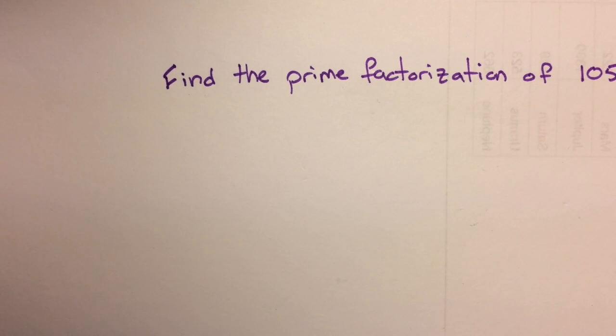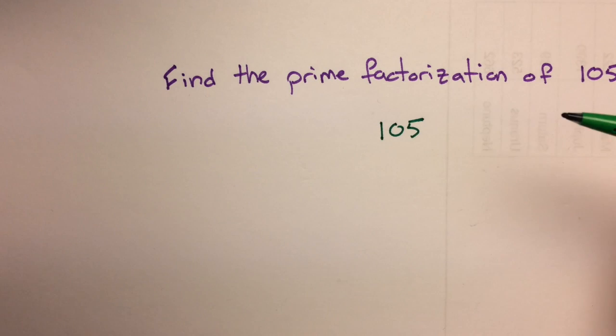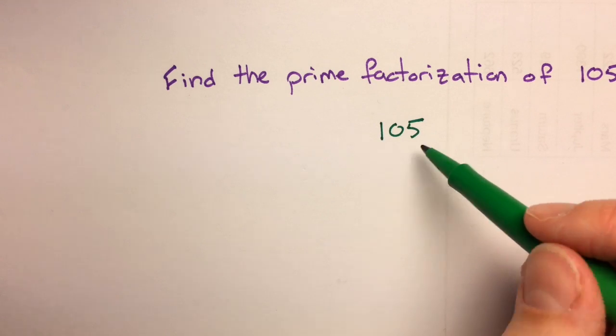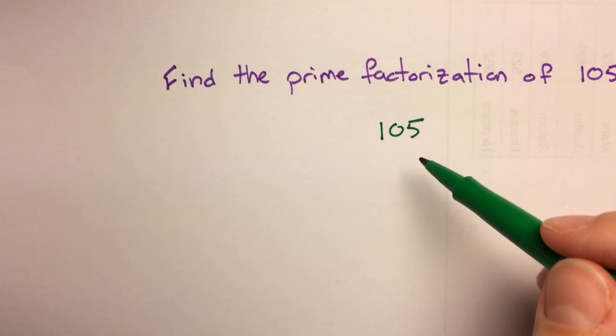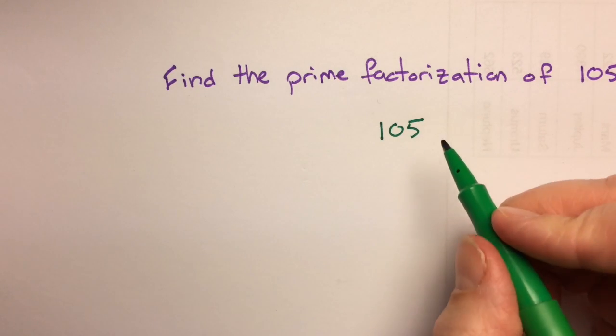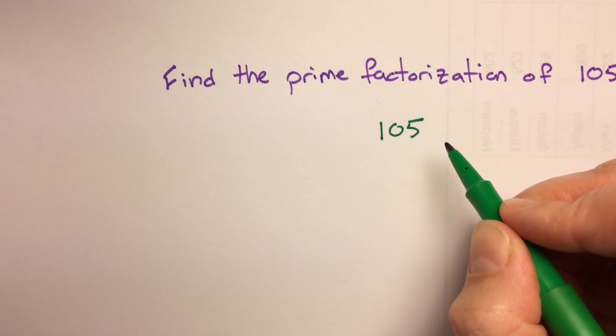Now let's go ahead and find the prime factorization of 105. So here is 105, and I'm going to start through my list of small prime numbers, seeing which ones will go into this number. So this number is not even, so 2 won't go into it. So I can't try that one. It is obviously divisible by 5 because the last digit is a 5, so I might choose to use 5.